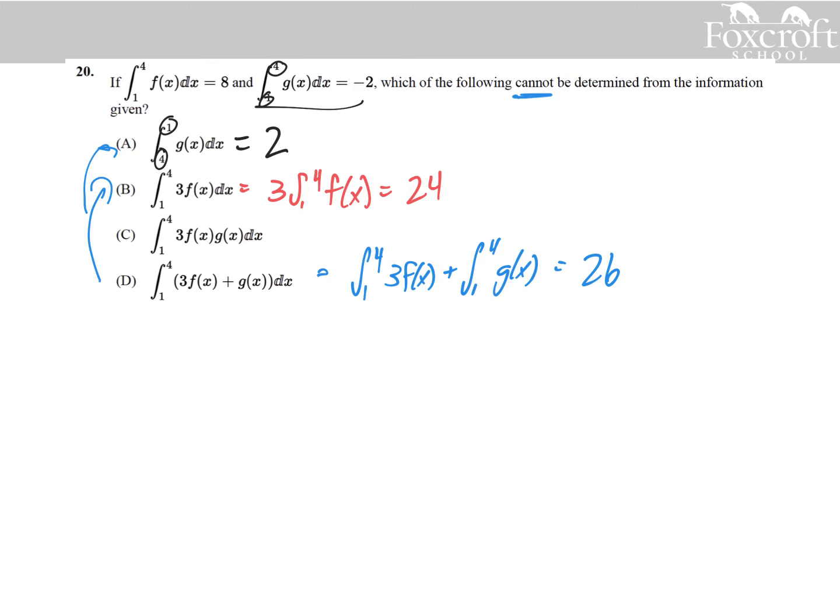And since I figured out answers for all those, I can't do C. C has a multiplication between them, and the integrals don't behave nicely with the multiplication of these two different functions, but they do with addition. So in this case, you cannot do C with that information.